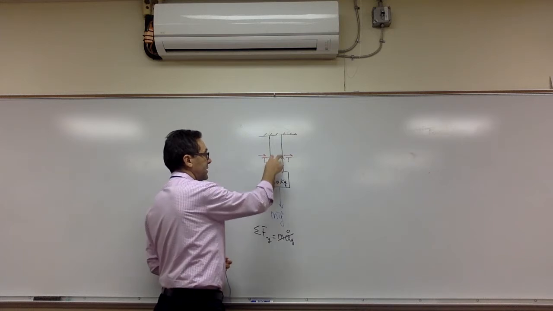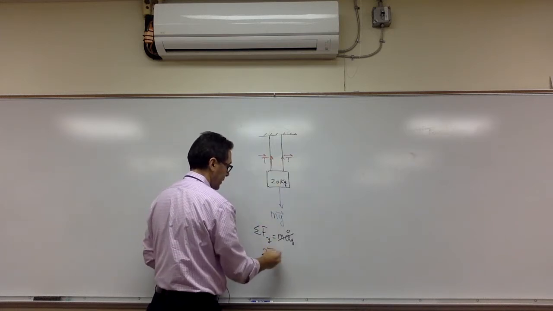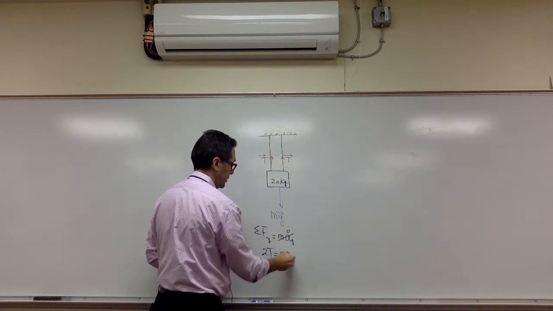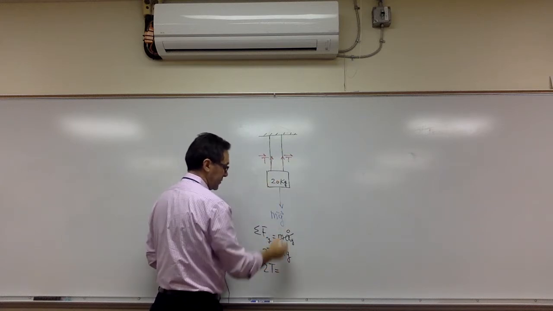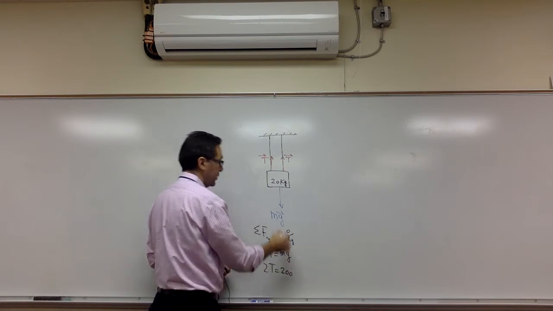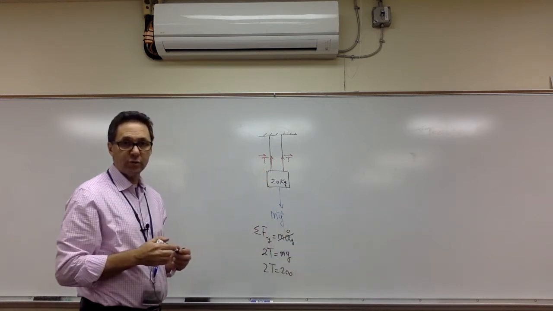So I see a T and a T in this direction, so 2T equals mg. Well, 2T equals 20 times 10, so that's 200. So each tension here is 100 newtons.